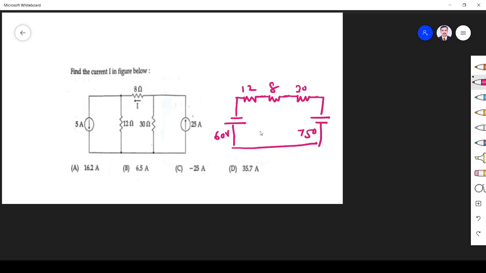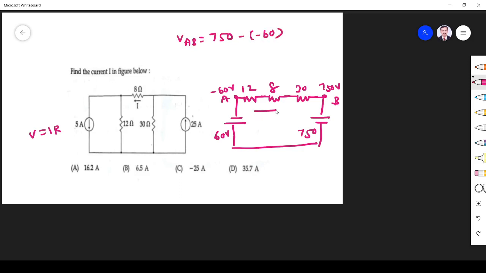I just convert the current source into a voltage source using the formula V is equal to I into R, and the resistance should come in series. That's the procedure we know. Now you see the voltage here is minus 60 volt at this point, and here the voltage is 750 volt. What is the potential difference between these two points? Let us assume points A and B. The potential difference between A and B is 750 minus of minus 60.